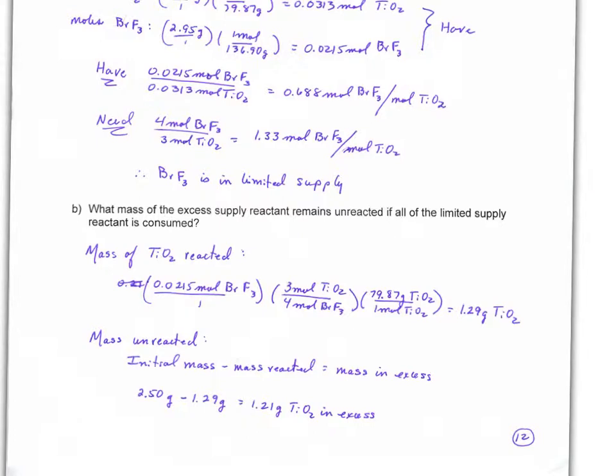Okay, so I didn't backtrack to grams and molar mass, but simply from above, the number of moles of the BrF3 was 0.0215. It reacts in a 3 to 4 relationship with the TiO2. That means then I can tack on the molar mass of the TiO2 to get to grams. So that means that 1.29 grams of the amount that was given in excess is going to react. So to get the amount that was unreacted, of course, we take the initial amount, 2.50, and from that subtract the 1.29 to get the amount that will remain.